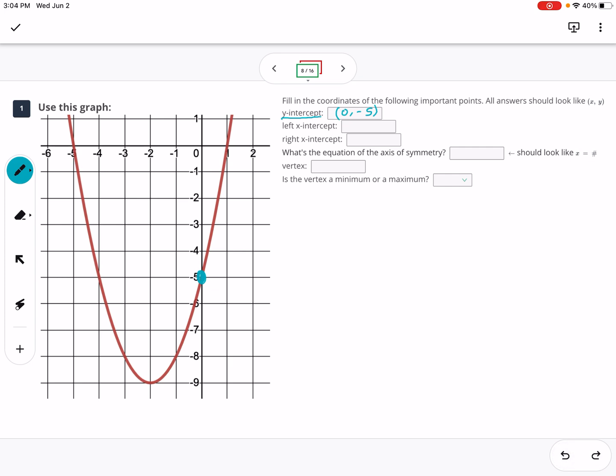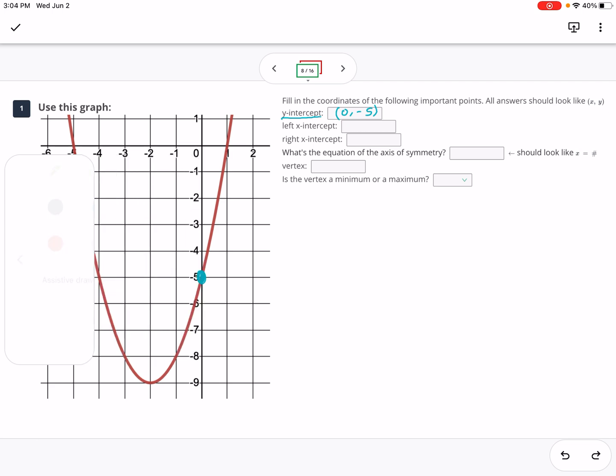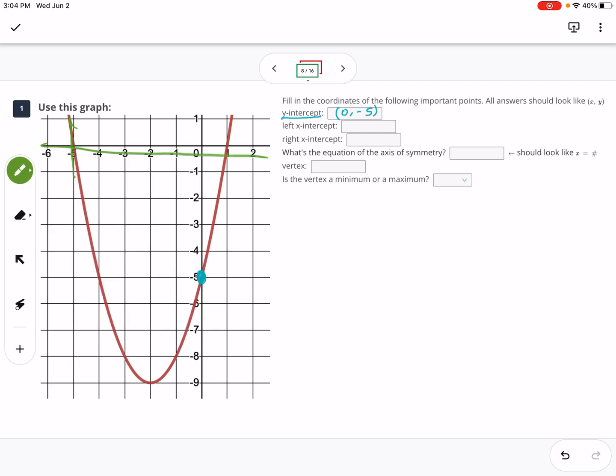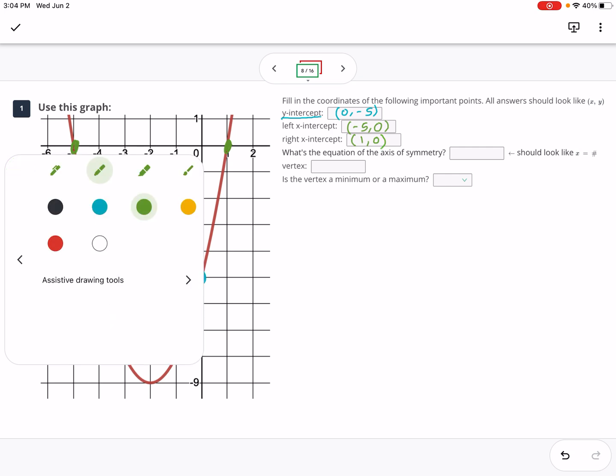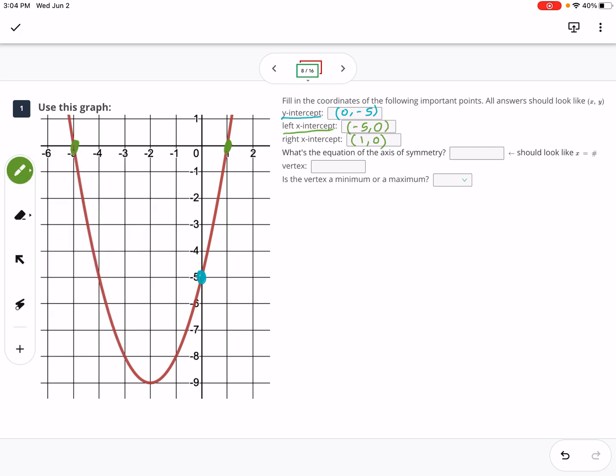Okay, let's take a look at the x-intercepts. The x-axis is here, so the x-intercepts are where this graph hits the x-axis. So that's here and here. The one on the left is the point (-5, 0). Right, this point is (-5, 0). Okay, notice there's a 0 in the y. And then here, this is (1, 0). Okay, so that was the x-intercepts.